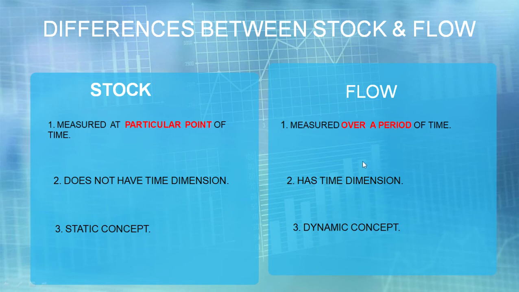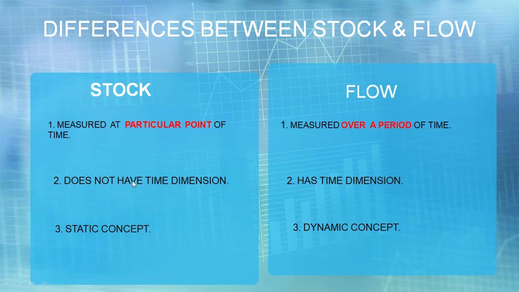Another example: when we talk about stock, our school normally starts at 7:50. So sharp at 7:50 students are supposed to reach the campus. So this is a particular point of time. And the duration of each period is 40 minutes. That duration is what we call flow, which is measured over a period of time.